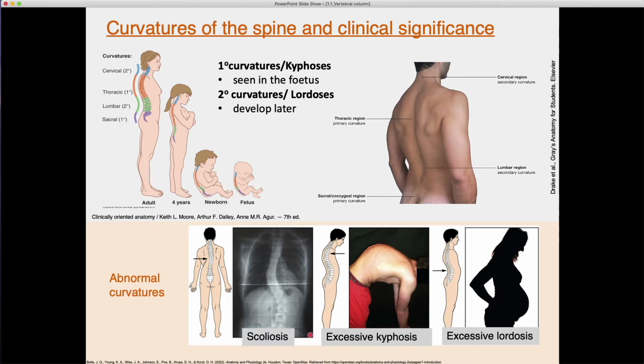When we have an excessive posterior curvature of the spine, we call that an excessive kyphosis. And sometimes we see this with age when the vertebrae start to lose density, so we have this abnormal curvature of the thoracic spine. Now, an excessive lordosis is an abnormal anterior curvature of the lumbar spine, and this typically comes associated with increased body weight in the anterior region, such as with late pregnancy or in obesity.